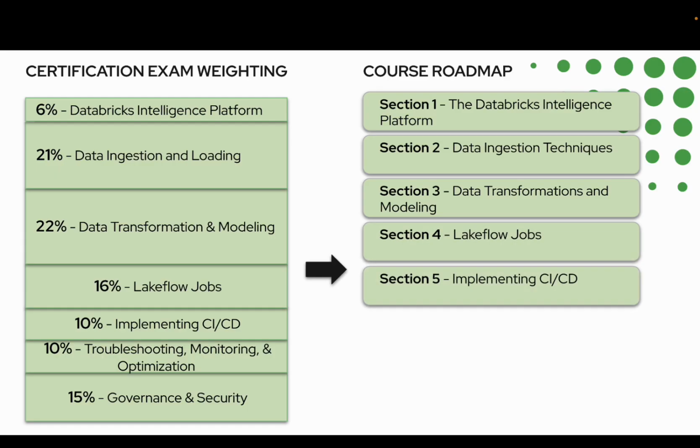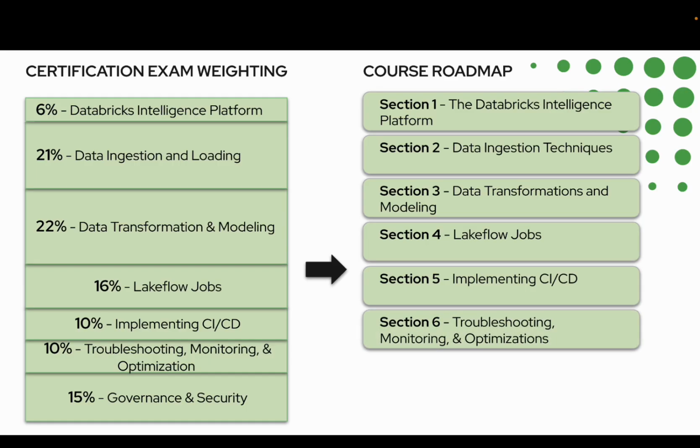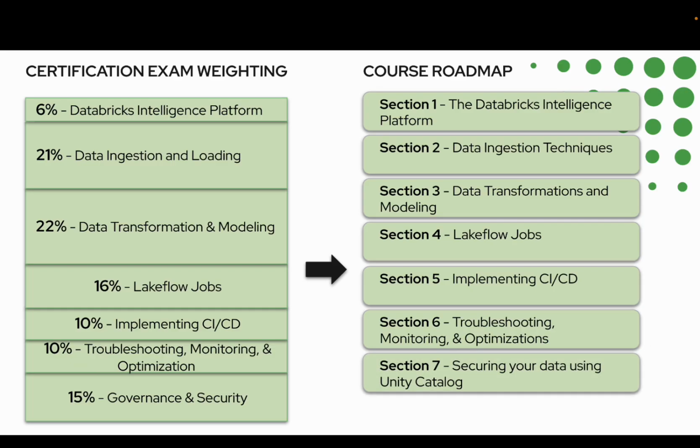In Section 5, we're going to build a CI/CD pipeline and deploy your data pipeline to Databricks. In Section 6, we'll look at common troubleshooting errors, monitoring your pipelines, and pipeline optimizations. Section 7, well, it's all about securing your data using Unity Catalog. And in a bonus Section 8, I'm going to give you my tips for taking the exam.